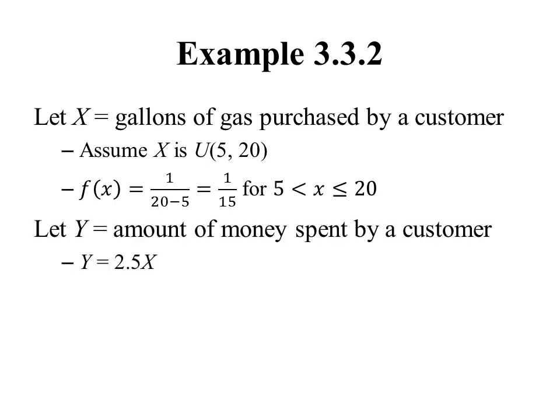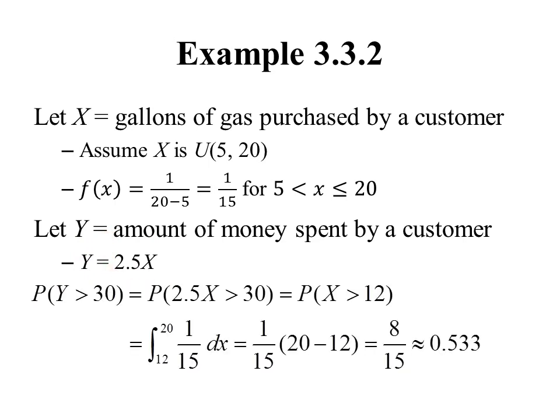But now we're not really interested in the amount of gas purchased by a customer, we're interested in the amount of money spent by a customer. So let's define this new random variable y to be equal to the amount of money spent by a customer. And then in terms of x, y is equal to 2.5x because each gallon costs $2.50. And so we've defined this new random variable y in terms of this other random variable x.